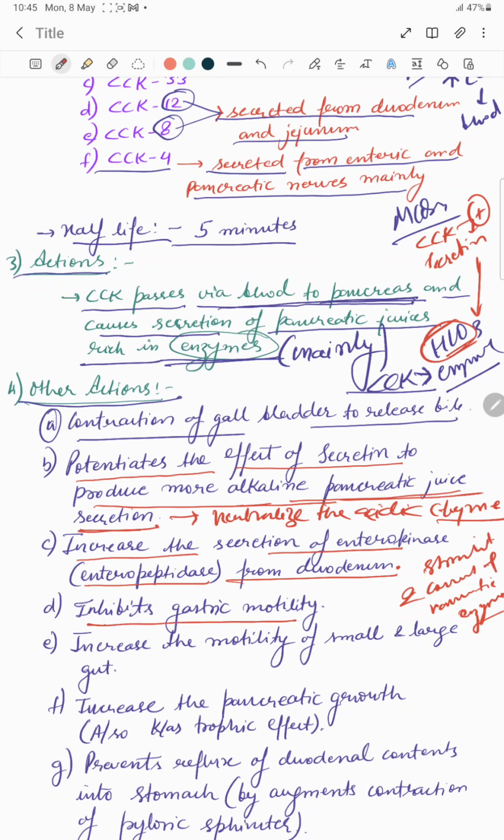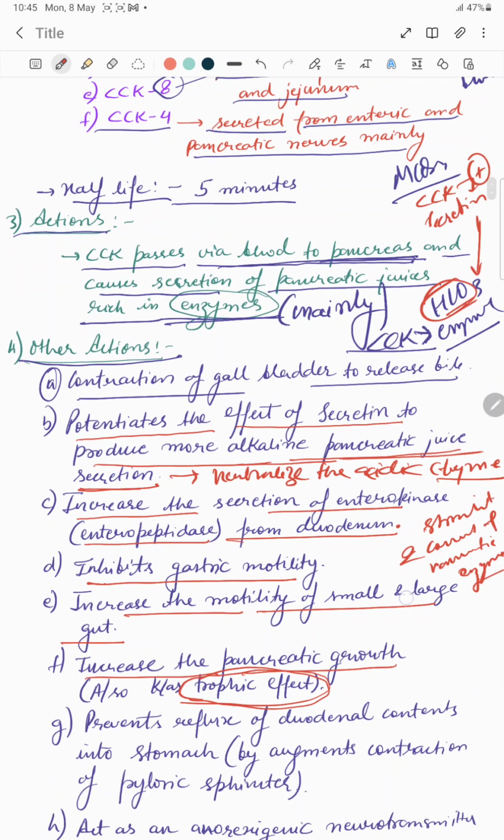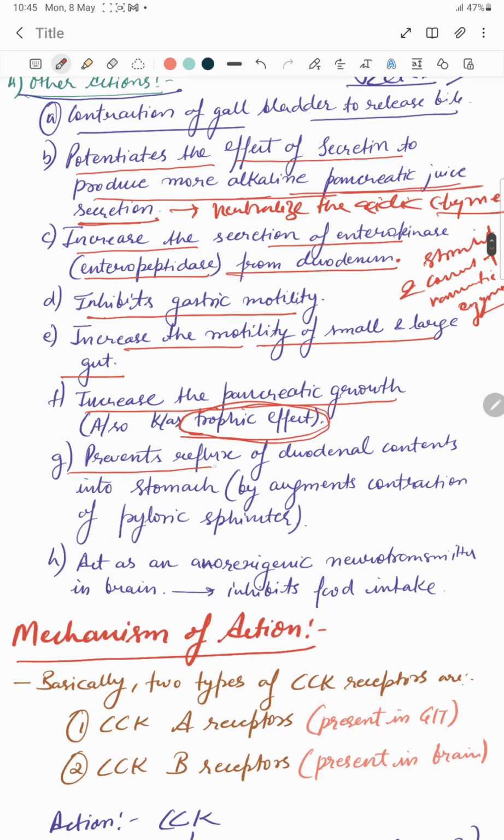It inhibits gastric motility, so that the chyme that enters into the duodenum is first neutralized, then moves in a propulsive direction. It increases the motility of the small intestine and large gut. It also increases pancreatic growth. This growth action is known as the trophic effect of cholecystokinin. It also prevents the reflux of duodenal content into the stomach. How is that possible? Because it augments the contraction of the pyloric sphincter. Augments means potentiates, and contraction means closing.